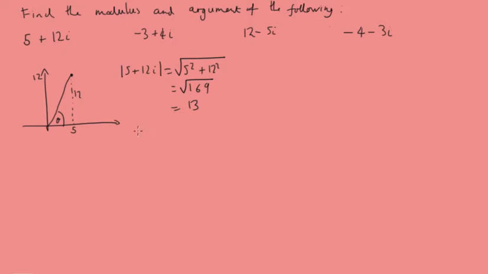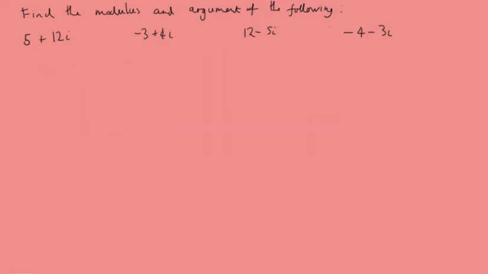Now, the argument of 5 plus 12i is going to be the inverse tangent of y over x, which comes out at 1.176. So just round it to 1.18 to 3 significant figures. So let's now do the next one.